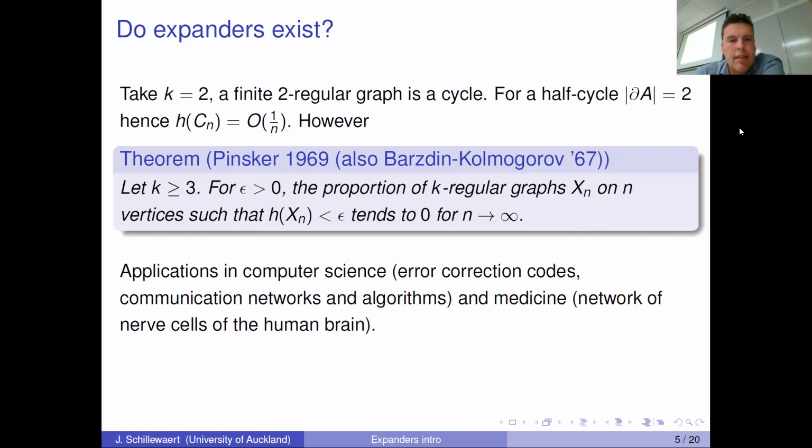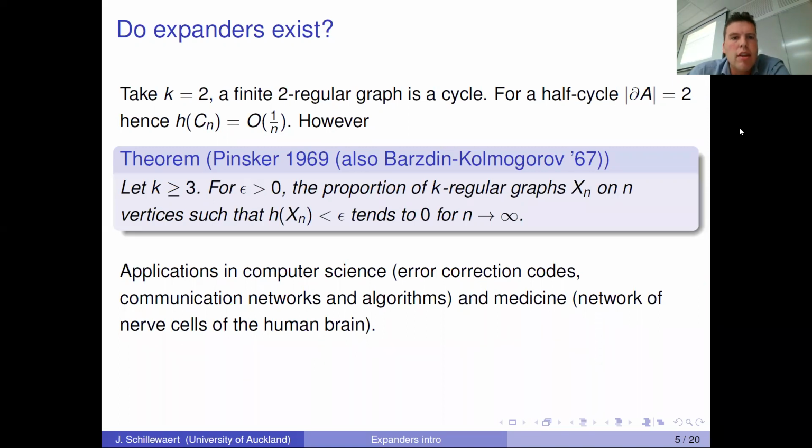And this has applications in computer science, in the theory of error correcting codes, communication networks and algorithms, and medicine. The applications in computer science were the point of view of Pinsker's paper. And Barzdin and Kolmogorov looked at networks of nerve cells of the human brain. So they are important also from the point of view of applications.